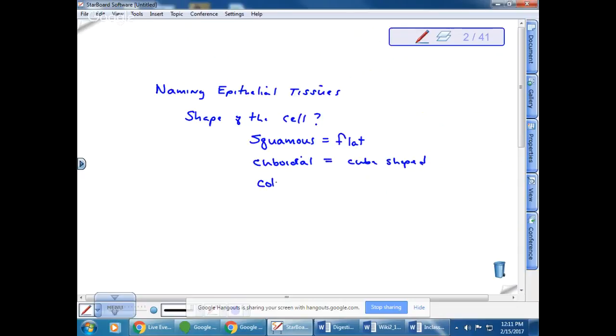And it can also be columnar. Is there only one L? I think there's only one L there. Columnar. So that's column shaped. We can also talk about the layers of cells. So if it is a single layer of cells, it is said to be simple.